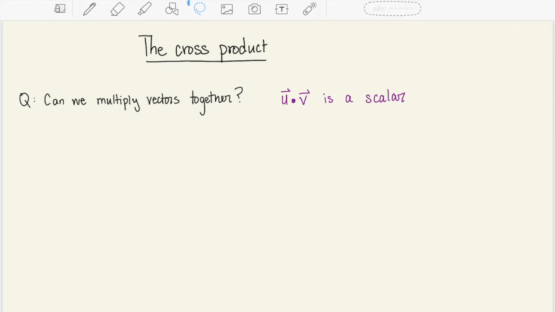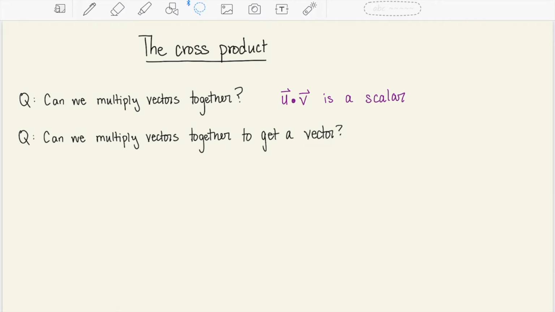Of course you can take a vector u and a vector v and multiply them together in the sense of forming an inner product, which is typically the dot product. We do this all the time and we get a scalar. u dot v is a scalar. So let me rephrase the question slightly. Can we multiply two vectors together and get a vector as an answer?